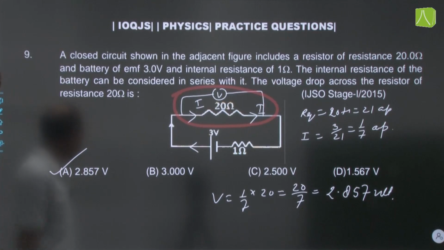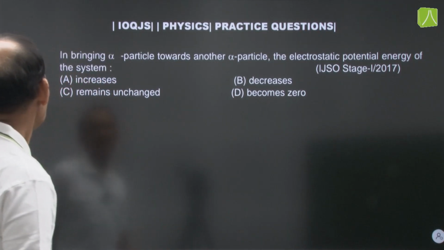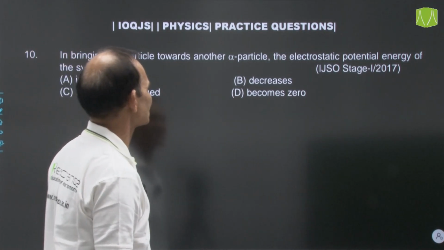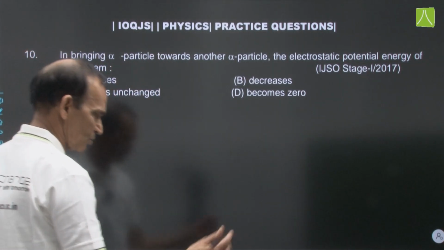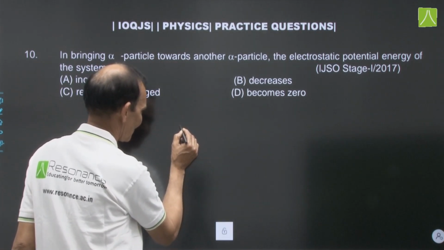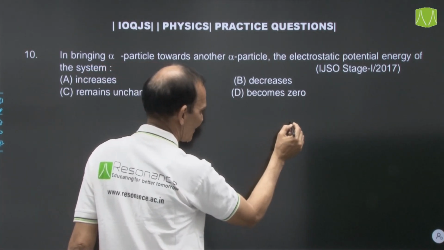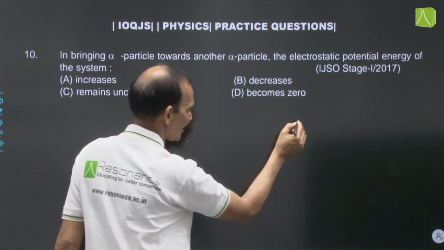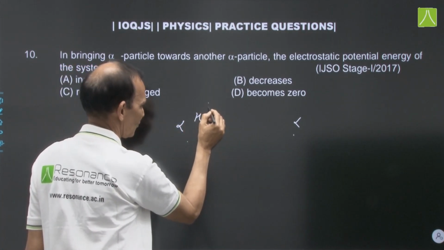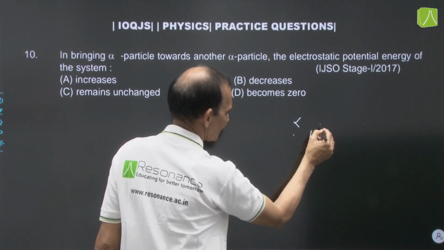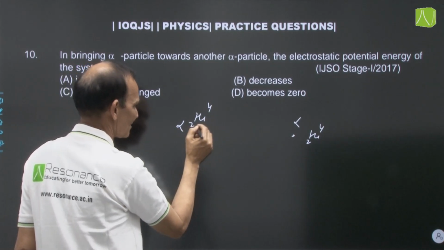Okay, it is direct on Ohm's law. Now next question is 10. In bringing alpha particles towards another alpha particle, the electrostatic potential energy of the system, okay, look, it is an alpha particle, it is an alpha particle at this point, also an alpha particle at this point. Do you know the charge on this alpha particle? It is helium 4-2, it's also helium 4-2, an alpha particle.